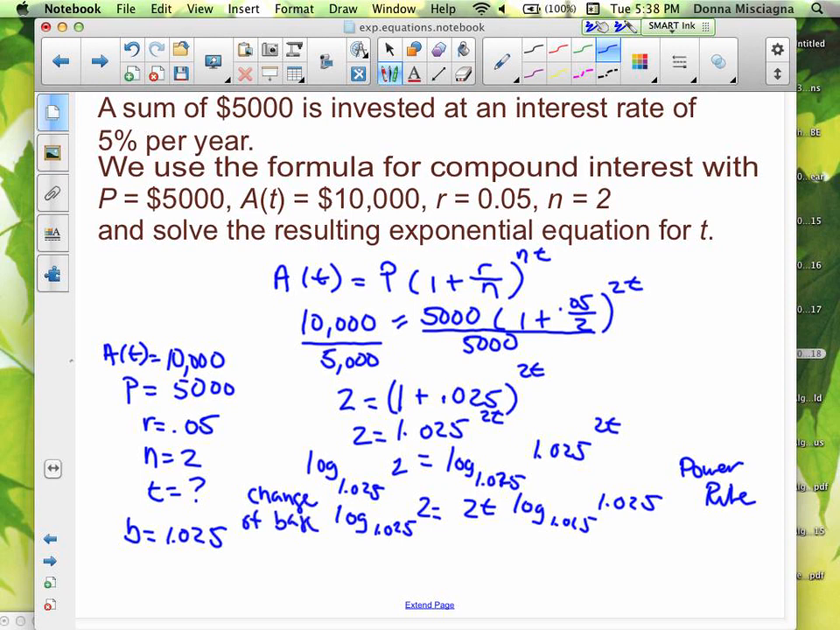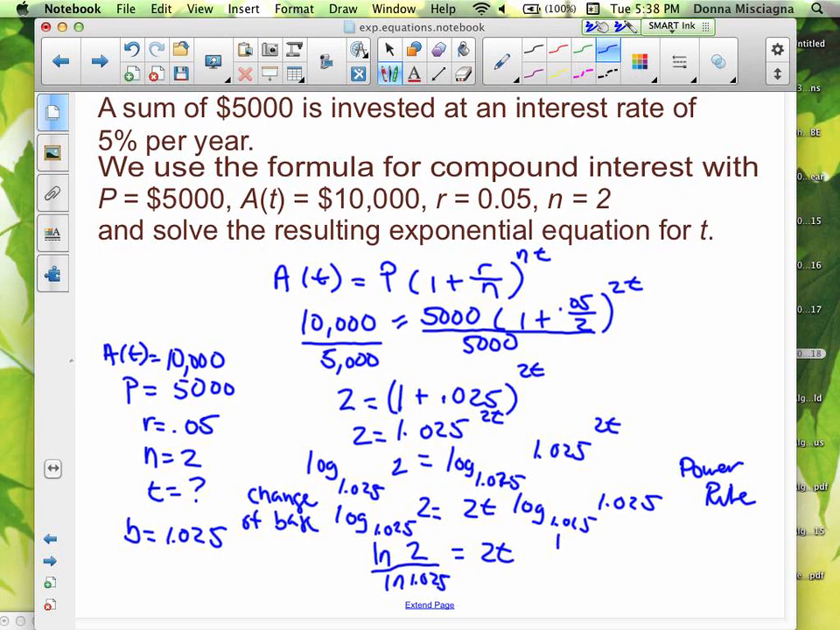So let's just make it natural log. I did a lot of log base 10 in the last lesson. So we'll have natural log of 2, the result, divided by natural log of 1.025 is equal to 2t. And since we don't want 2t, we want t, we're going to divide both sides by 2, or multiply by 1/2, because that's easier for me to write.